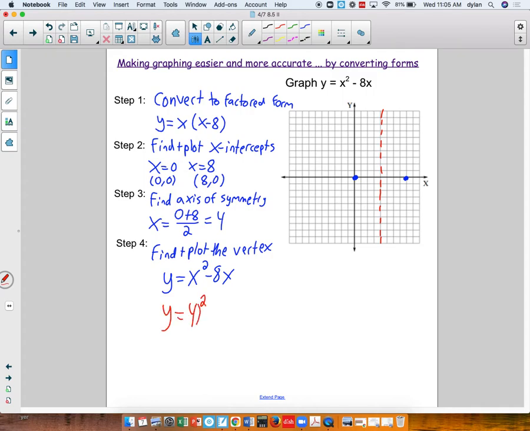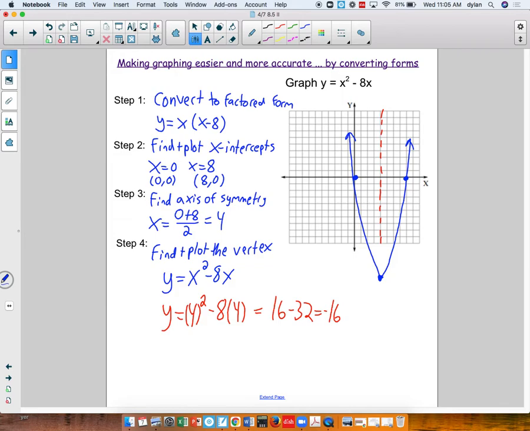So y equals 4 squared minus 8 times 4, which gives us 16 minus 32, which is negative 16. So in this case, my vertex, well, I'm a little off my graph here, but my vertex would be right down here at negative 16. And then I can come in and draw in the lines to plot my function.